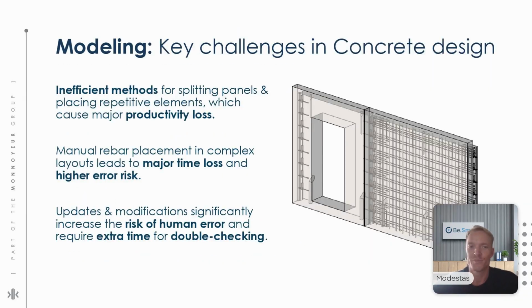And now let's take a look. What are the modeling challenges that Concrete Collection solves? One of them is inefficient methods for panel splits and detail placement, which leads to productivity loss. Manual rebar placement is tedious and leads to major time loss, and updates and modifications can significantly increase the risk of error. So now let's jump to Revit and see how we can tackle those issues using Concrete Collection.